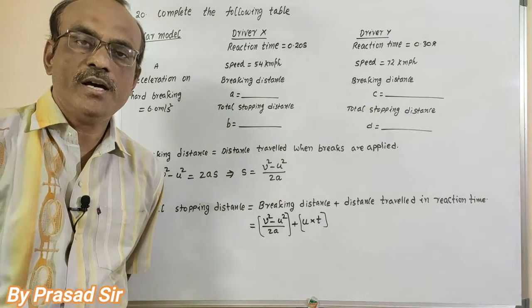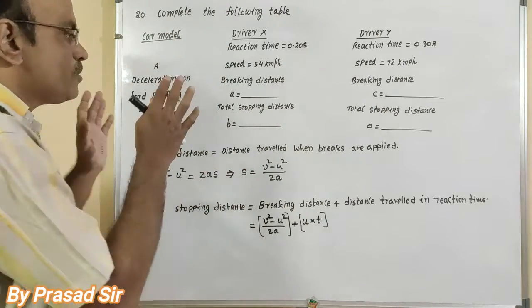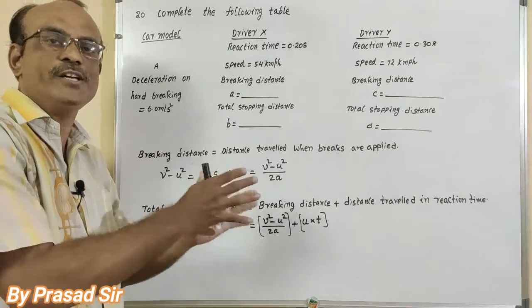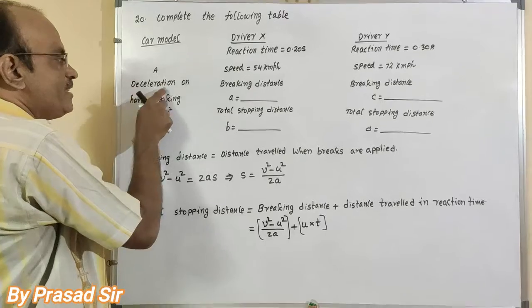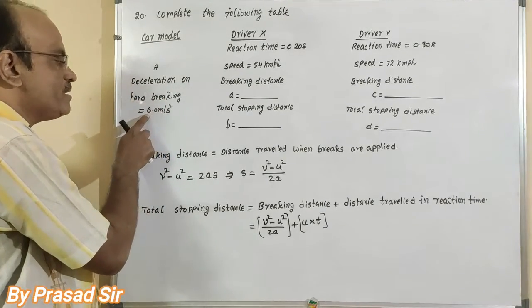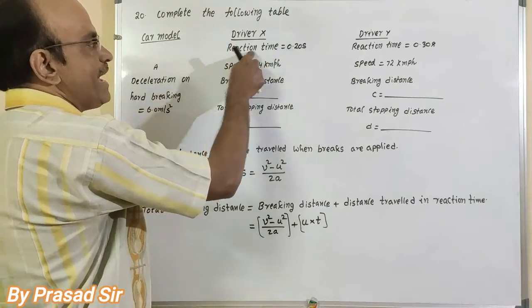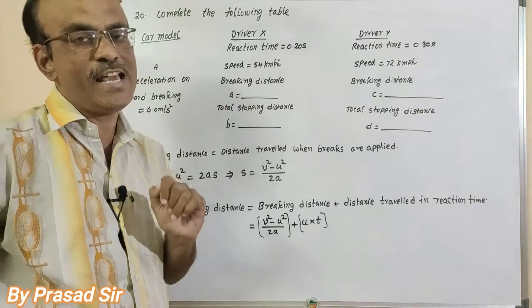Here, question number 20. Complete the following table. By the space deficiency, I am doing it like this. That is car model A, traveling with deceleration on hard braking of 6.0 meters per second square. Driver X, reaction time 0.20 seconds. I told what the reaction time is.